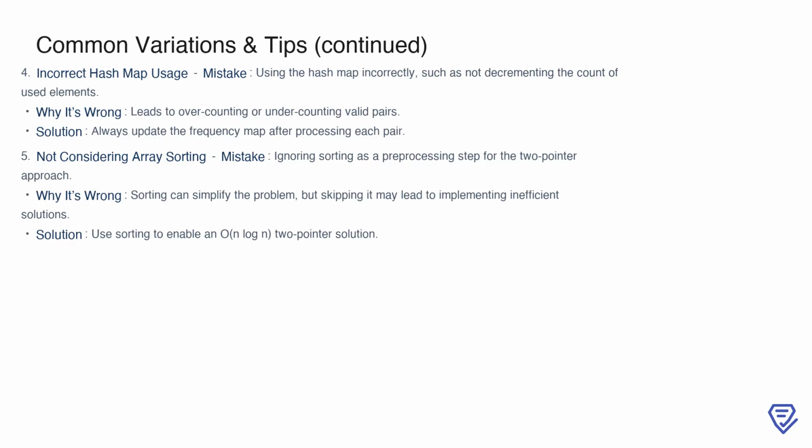Additionally, some may overlook the benefits of sorting the array as a pre-processing step. While sorting adds a time complexity of O(n log n), it simplifies the implementation of the two-pointer approach, which is more efficient than brute force. Skipping this step can lead to unnecessarily complex or inefficient solutions, so consider sorting whenever the problem constraints allow. These adjustments can help ensure your solution is both correct and optimized.